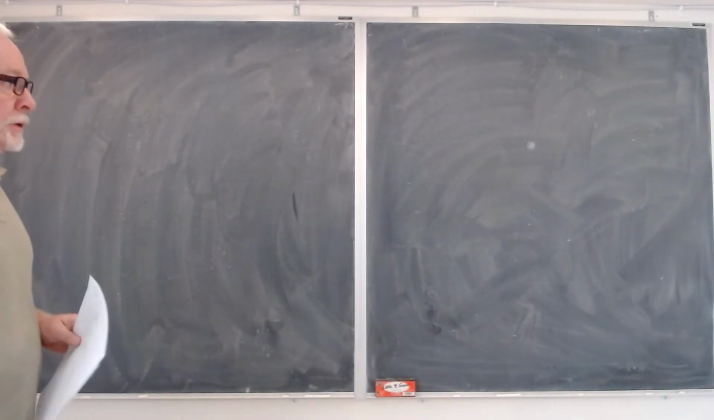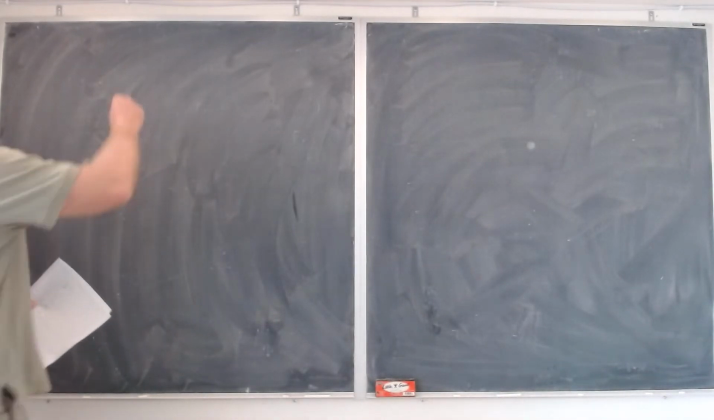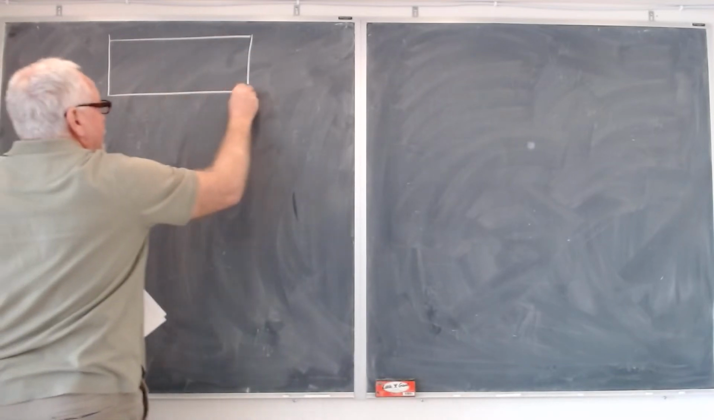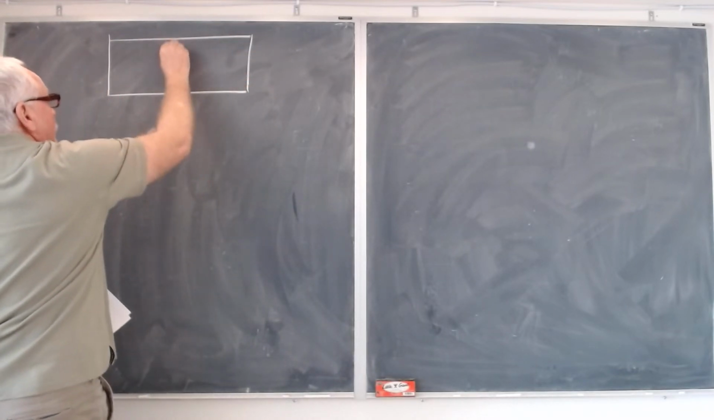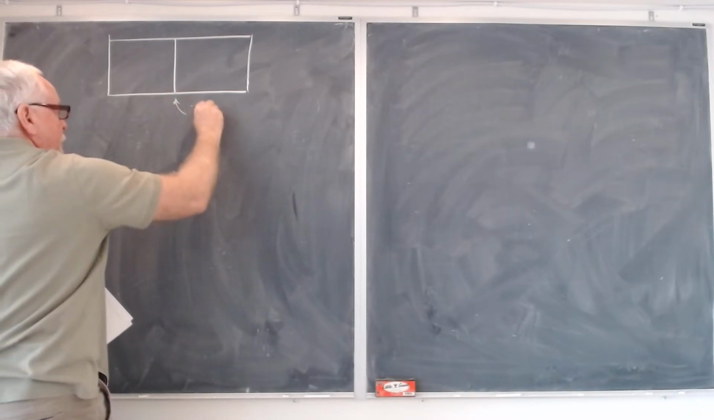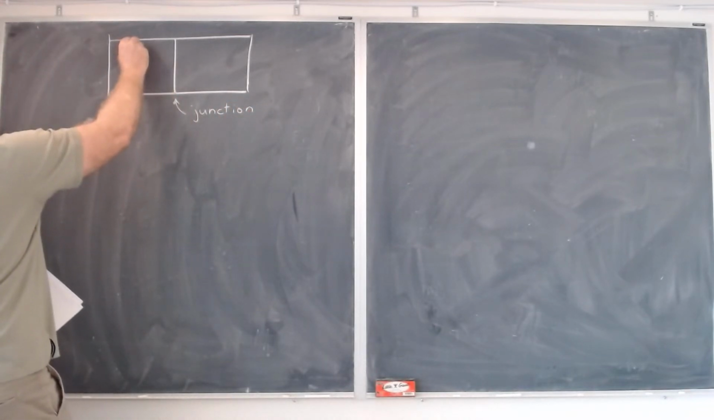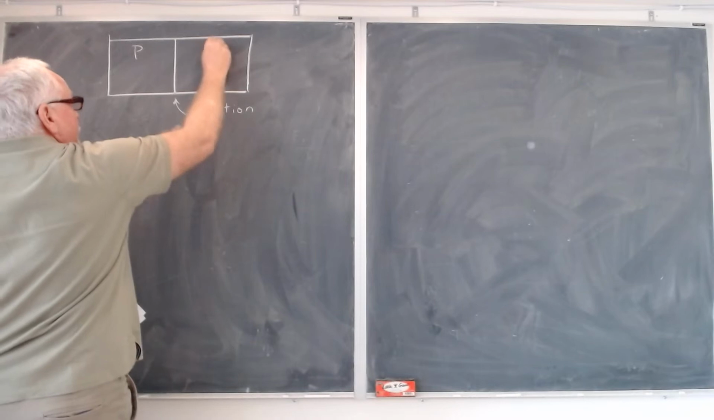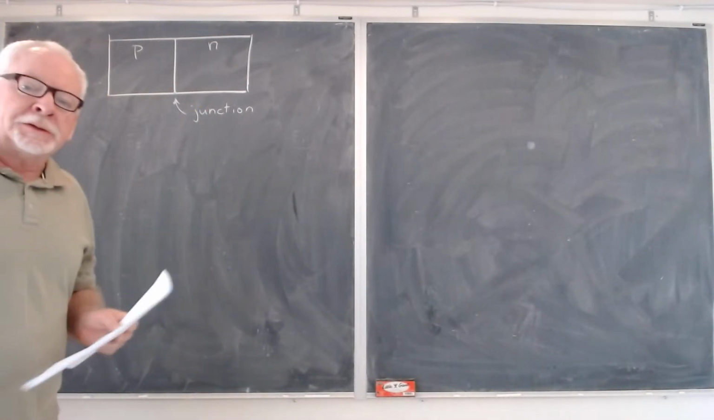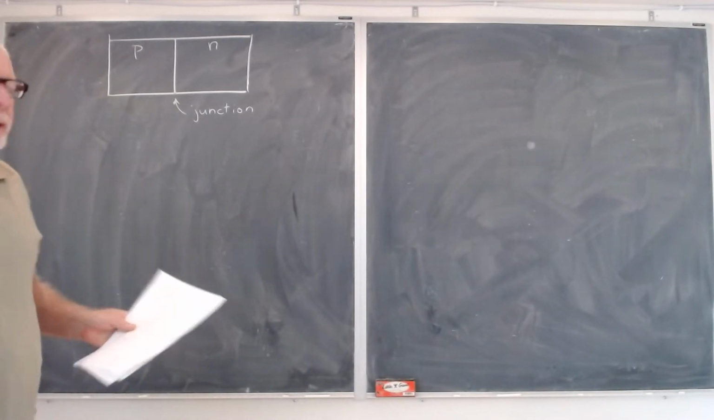The diode is a PN junction, and you can think of it simply as bringing together P-type and N-type material. So this would be the junction, and on one side it would be P-type, and on the other side it would be N-type. Now, for purposes of analysis, you can simply think that you've taken P-type and N-type and stuck them together.